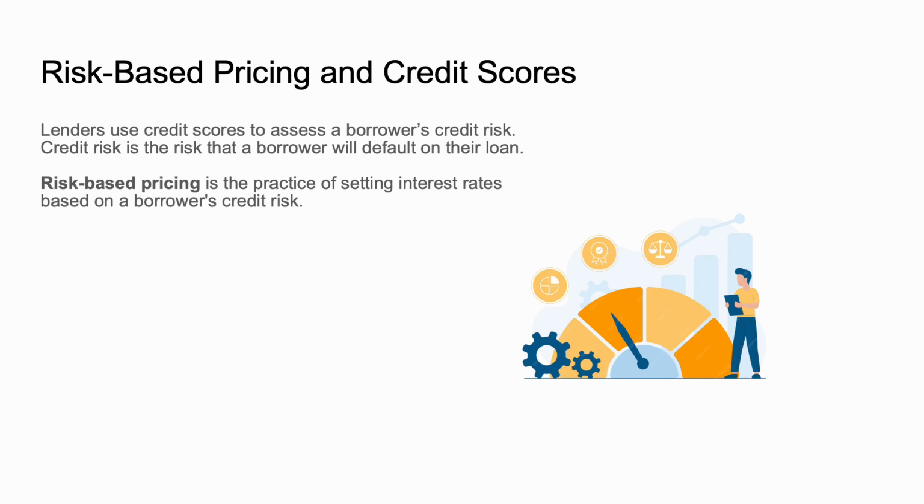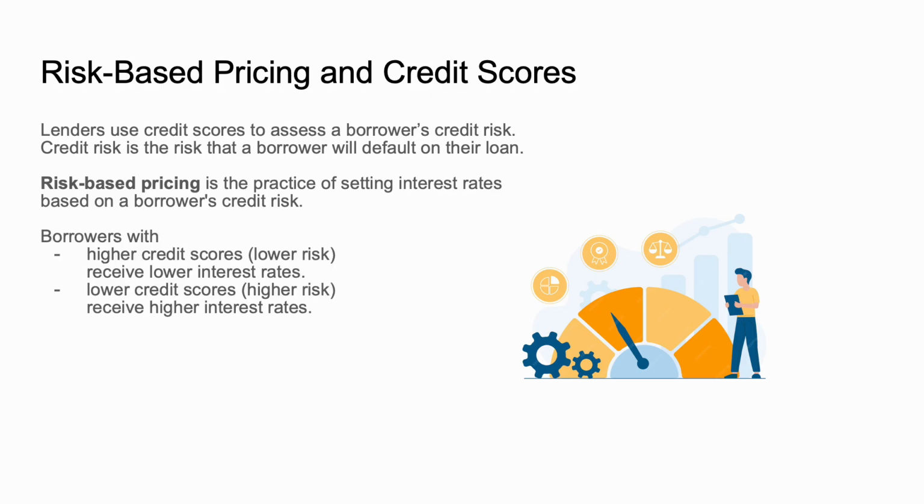Lenders use credit scores to assess a borrower's credit risk. Credit risk is the risk that a borrower will default on their loan. Risk-based pricing is the practice of setting interest rates based on a borrower's credit risk.